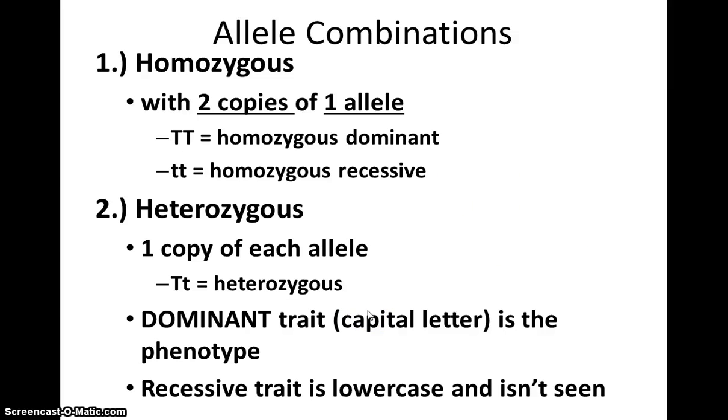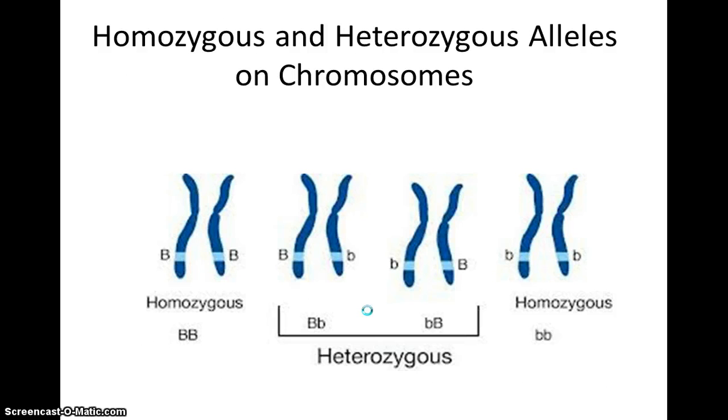You wouldn't see the short one. Okay, so just a reminder with what this looks like on actual chromosomes. So homozygous, this would be homozygous dominant. If we look at actual chromosomes, you'd see two big B's. Heterozygous, big B, little b.